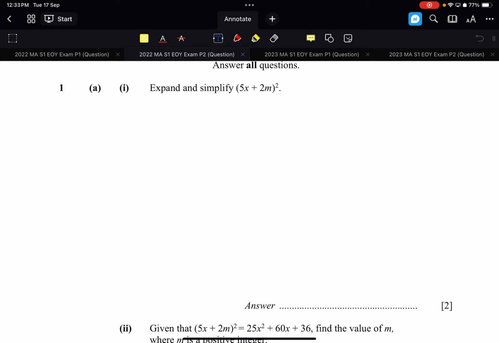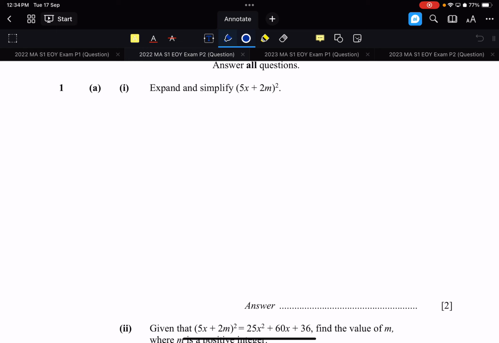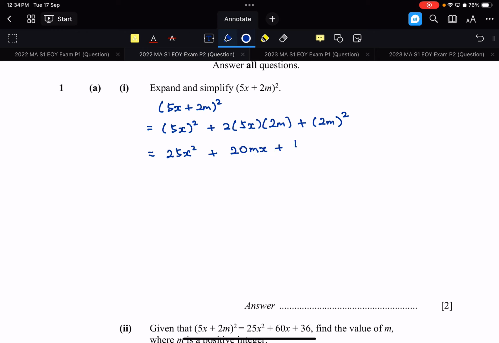Right? So the first question here, 1A part 1, asks us to expand and simplify this. This is a standard special identity situation. Let me change the pen color to blue. Blue is good. So I just need to apply the special identity. (5x + 2m)² will be (5x)² + 5x·2m + (2m)². A common mistake that some students make is that they forget to put the brackets around the 5x as well as the 2m. That will result in 5x² instead of 25x² in this case, because 5x times 5x gives us 25x². Over here will be 20mx plus 4m². Right, so that's the solution for the first question.